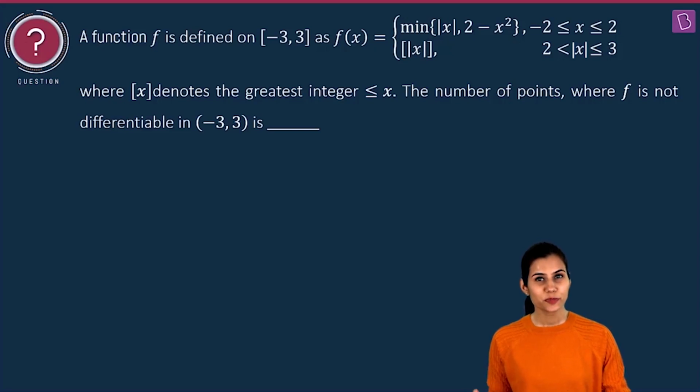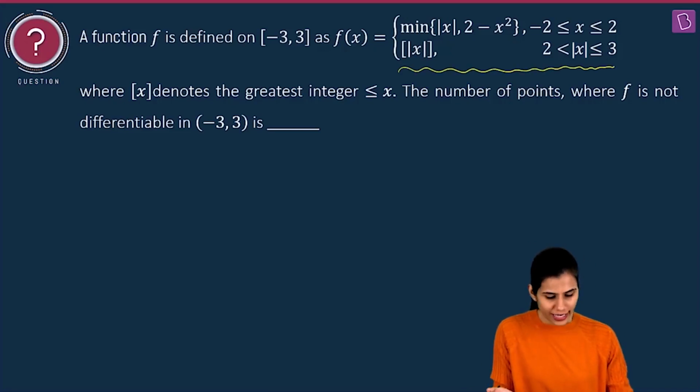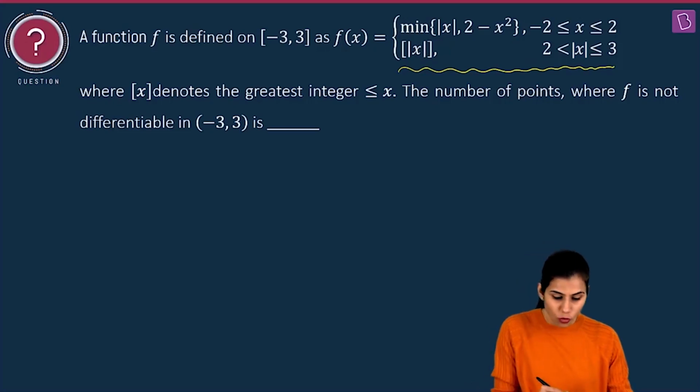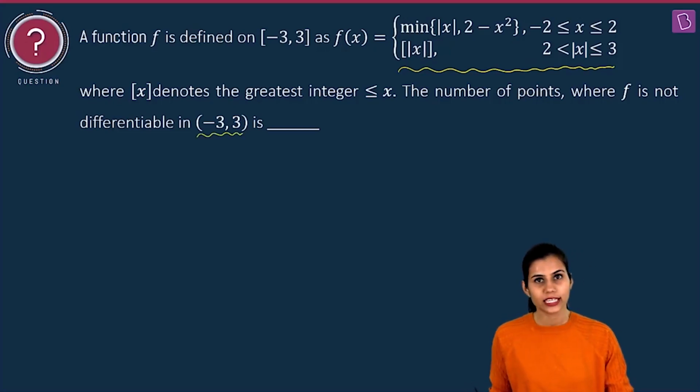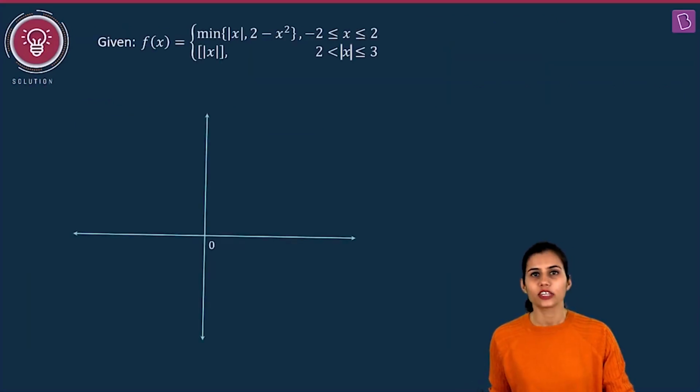Now let's check out this super interesting question. It is giving us a function which is defined on the closed interval -3 to 3 in this fashion. So it's a branch function, guys, all right? We have to find the number of points where f is not differentiable in the open interval -3 to 3. Now the very first step is to visualize the graph of the function f.